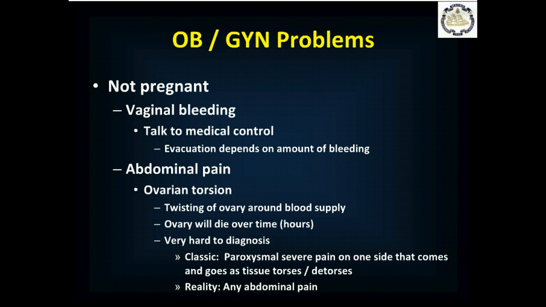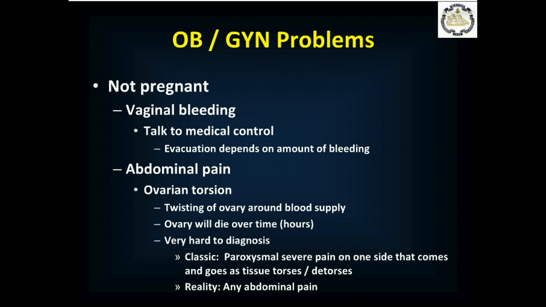Now, if the patient has abdominal pain, the thing that you need to worry about is something called ovarian torsion, lower abdominal pain. Just like with testicular torsion, the ovary can also twist around its own blood supply, and it will die over time, a matter of hours. It's very, very hard to diagnose.